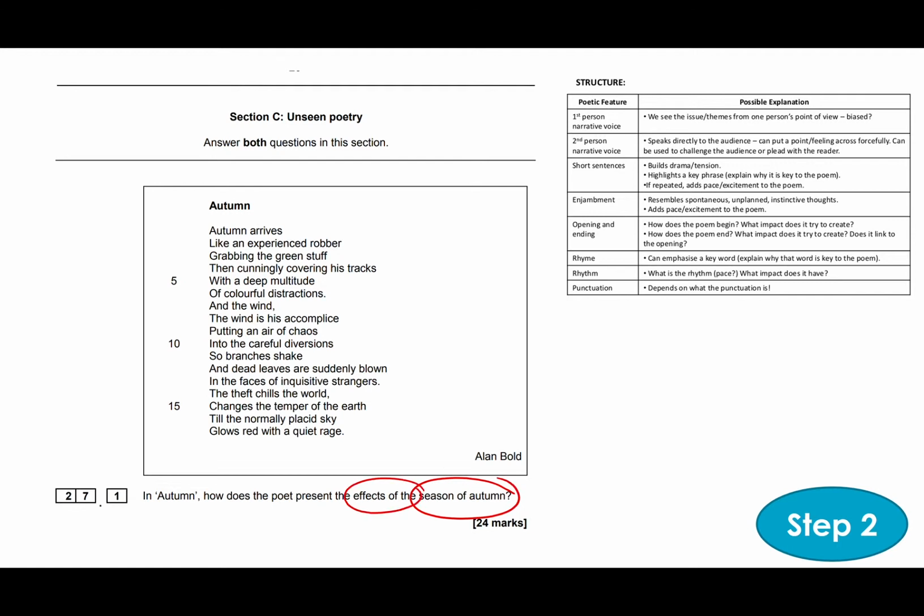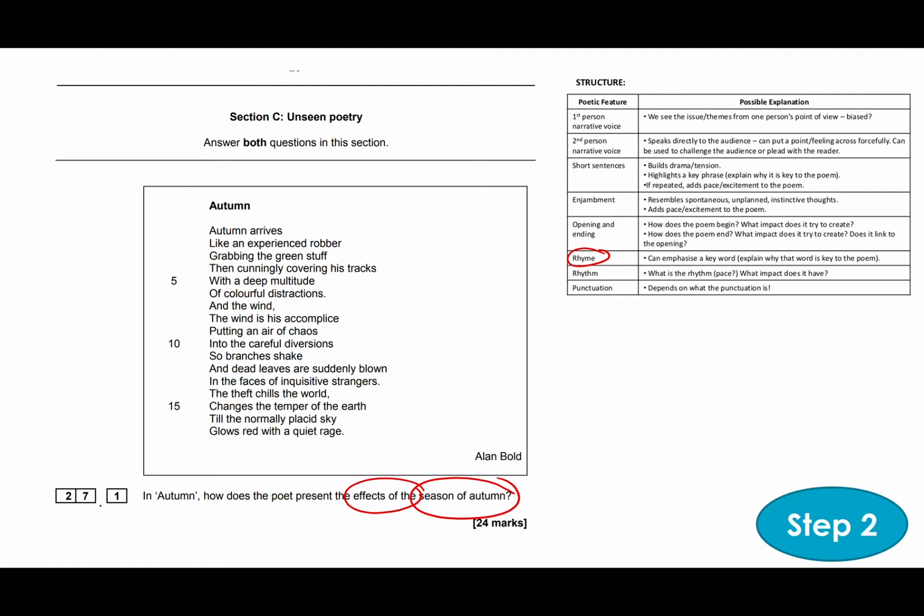Okay, so step 2 is once I've worked out the question focus, which is the effects of the season of autumn, I need to look at the poet's use of structure. Now, there's lots of different techniques that you can think of here. On the right-hand side of the video, you can see a few. I'm going to start with the rhyme scheme of the poem. So let's take a little look. I need to decide what is the rhyme scheme of the poem.